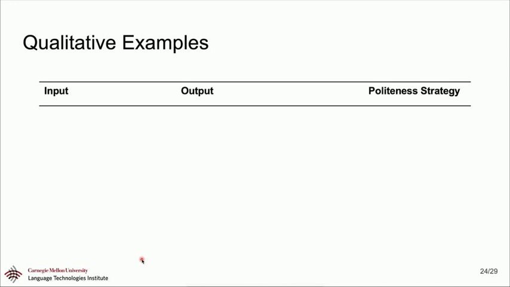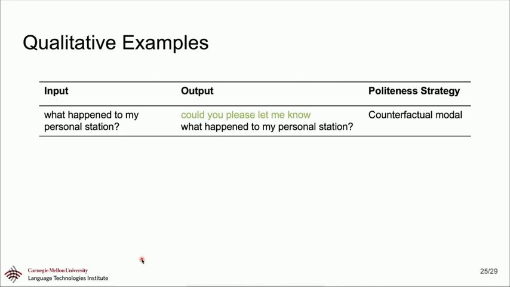Now we go through some qualitative examples. So we show an input, we'll show the corresponding output generated by our system, and we'll highlight the politeness strategy at play. The first input is "what happened to my personal station," and the system generates "could you please let me know what happened to my personal station?" And the strategy at play here is counterfactual modal, which involves adding phrases like "could you," "would you" to sound less direct.